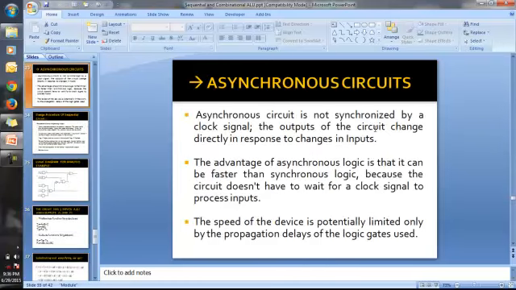Asynchronous circuits. An asynchronous circuit is not synchronized by a clock signal. The outputs of the circuit change directly in response to the change in the inputs. The advantage of asynchronous logic is that it can be faster than synchronous logic because the circuit does not have to wait for a clock signal to process inputs. The speed of the device is potentially limited only by the propagation delay of the logic gates used.